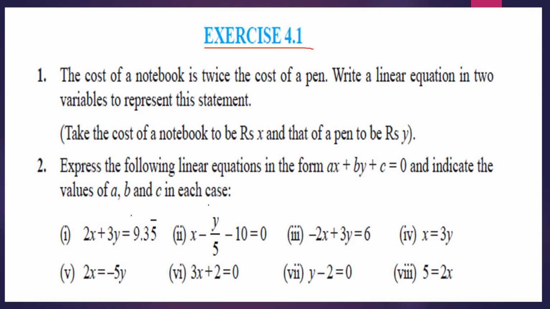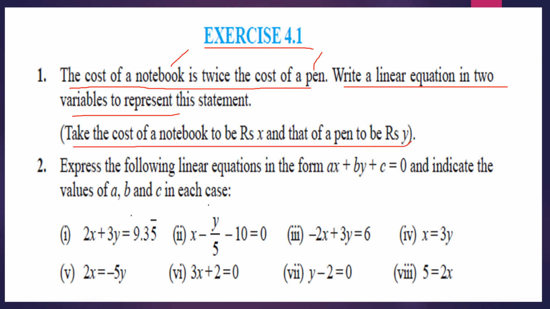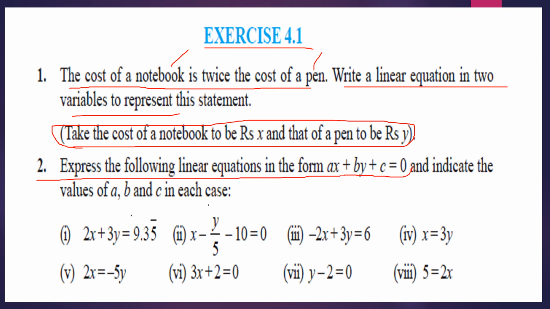Now this exercise you have to try on your own. This question first, simple. The cost of a notebook is twice the cost of a pen. There are two variables, notebook and pen cost. Write a linear equation in two variables. A hint is given to you already. Try to use this hint and form the equation on your own. Question number 2, just write the given equation in this form, that is the general form, and then tell what is the value of a, b and c. This also we have done, so you can try this also as your classwork.